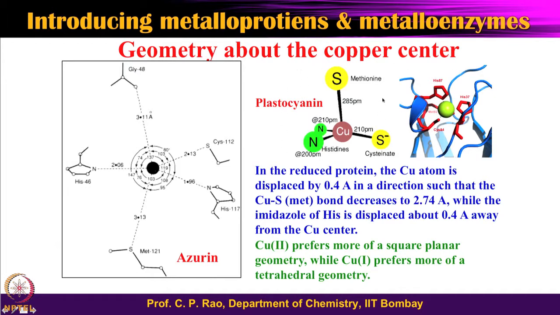Now, why is this so much distorted? As I said, you need to go through copper 1 plus and copper 2 plus, and as you know very well, copper 1 plus prefers more of a tetrahedral geometry, while copper 2 plus prefers more of a square planar. So you have something in between. This particular geometry is neither square planar nor tetrahedral. Because of this in-between geometry, the reorganizational energy required during the redox is very minimal, and that is the reason why the protein has chosen such a geometry.